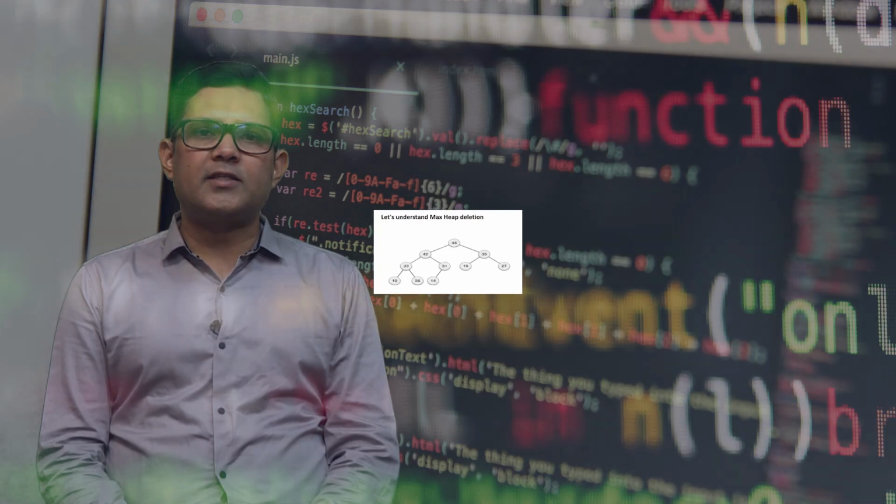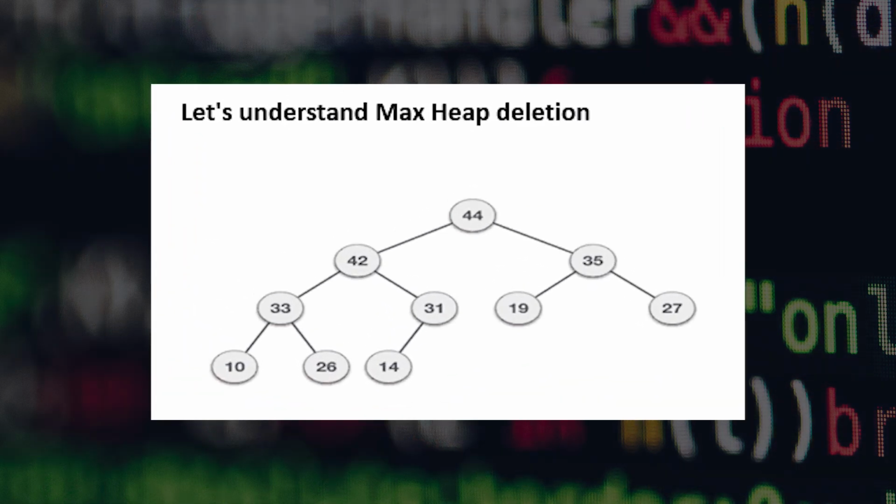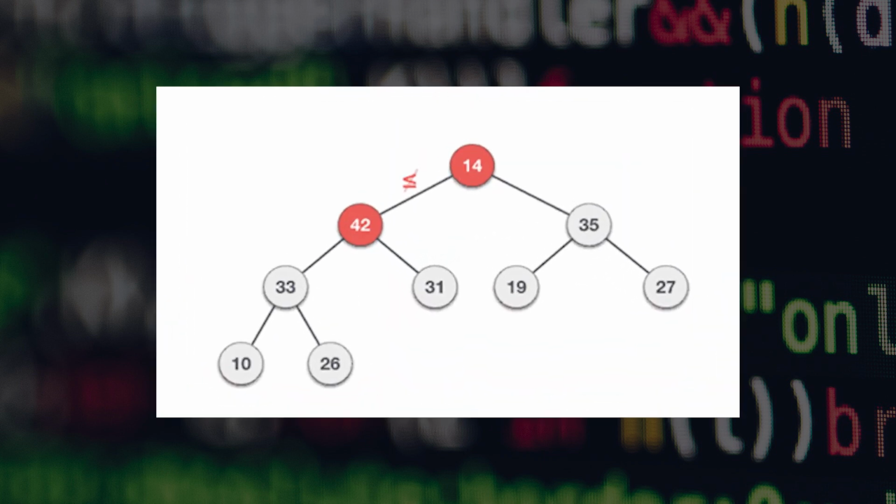So let us understand max-heap deletion. Here this max-heap tree is given, 44 is the root element and the last element in the last level is 14. So what do we have to do? As per the algorithm, we have to remove the root node. Here the root node is 44. Now we remove 44 and insert the element 14 in place of 44. As per the previous instruction, we have deleted the node 44, so that particular element is already sorted.